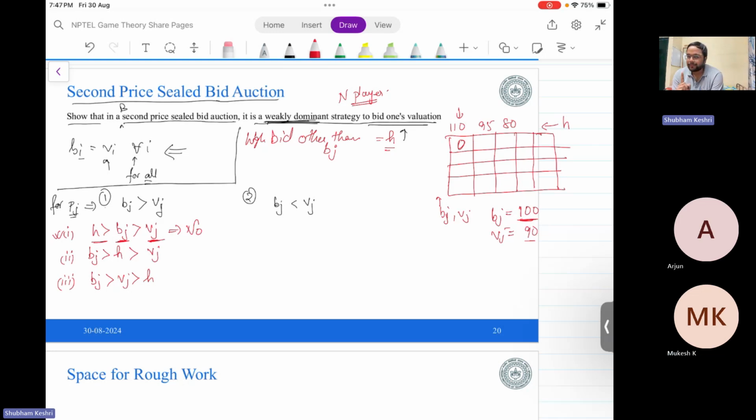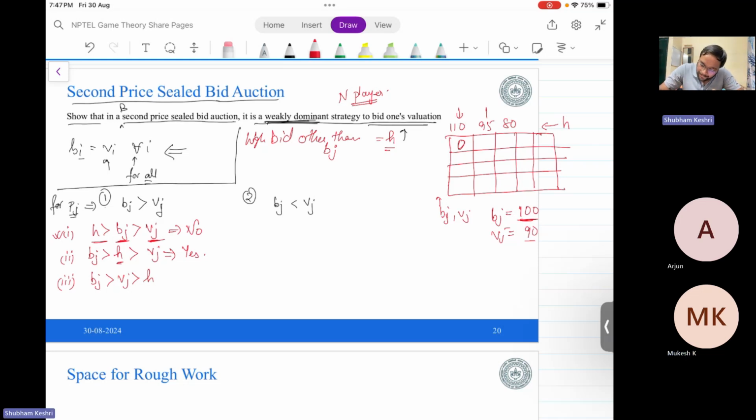So does player J win? No. Over here, does player J win when he is bidding higher than all the other bids? Yes, he wins, because he is bidding higher. Is this clear? The highest bid, except his bid, from the other players.